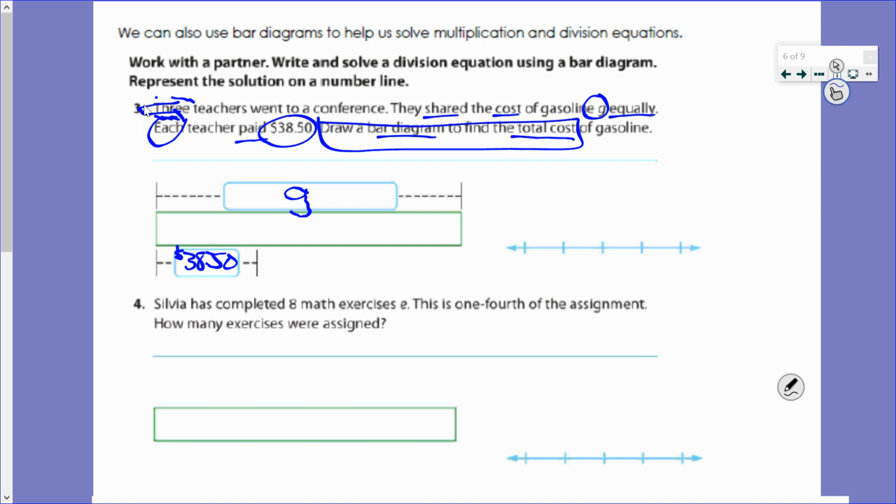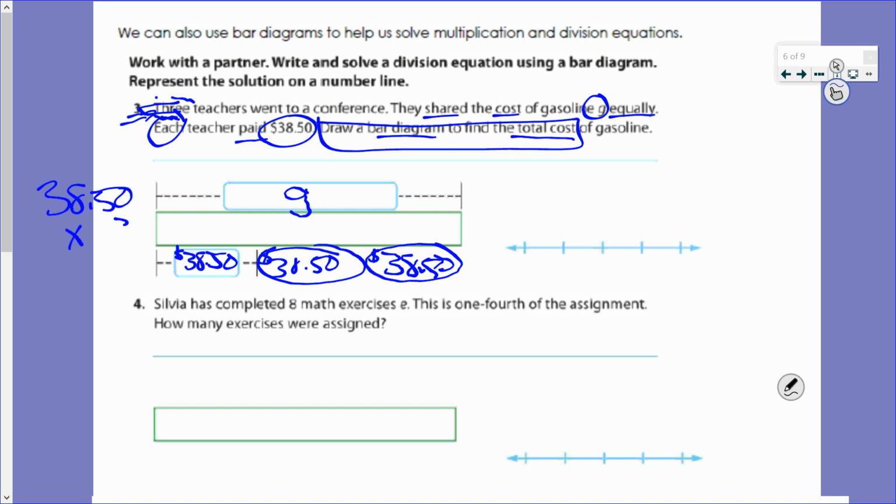But they shared it equally, right? Yes. So how many of those pieces do I have? 3. So I have 3 pieces of the $38.50 that makes up my total gas cost. If I wanted to find the total gas cost, what could I do? Multiply by 3. So I take the $38.50 and I multiply by 3. Remember I had 2 decimal places, so I put my 2 decimal places back in. They spent $115.50.